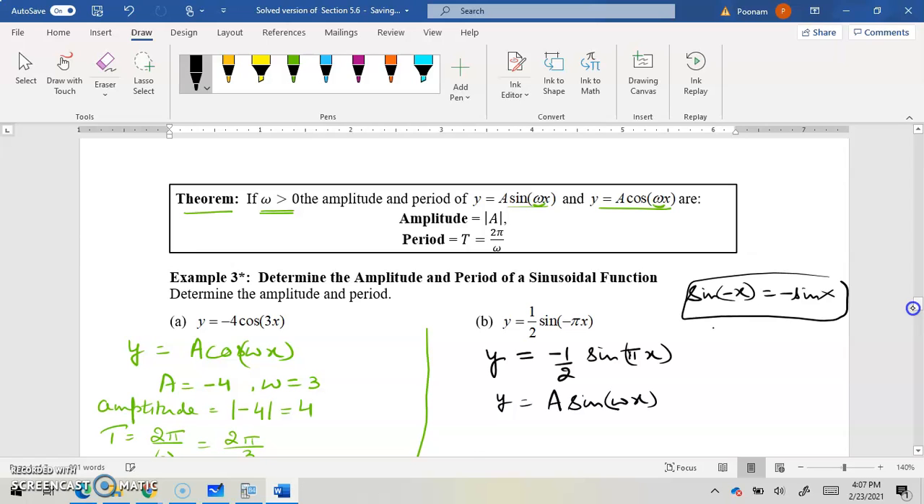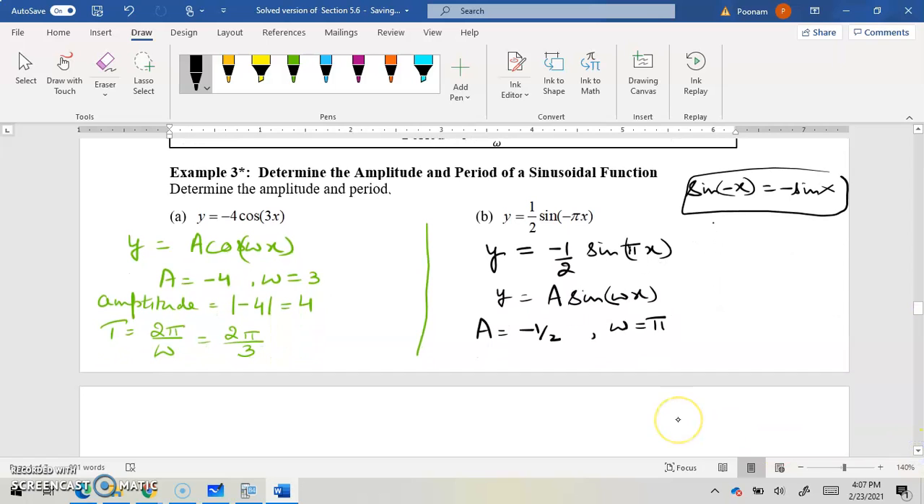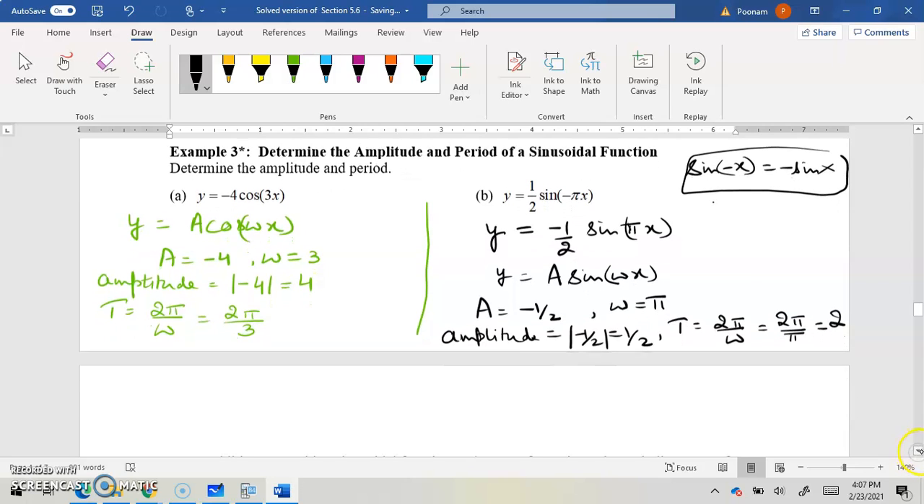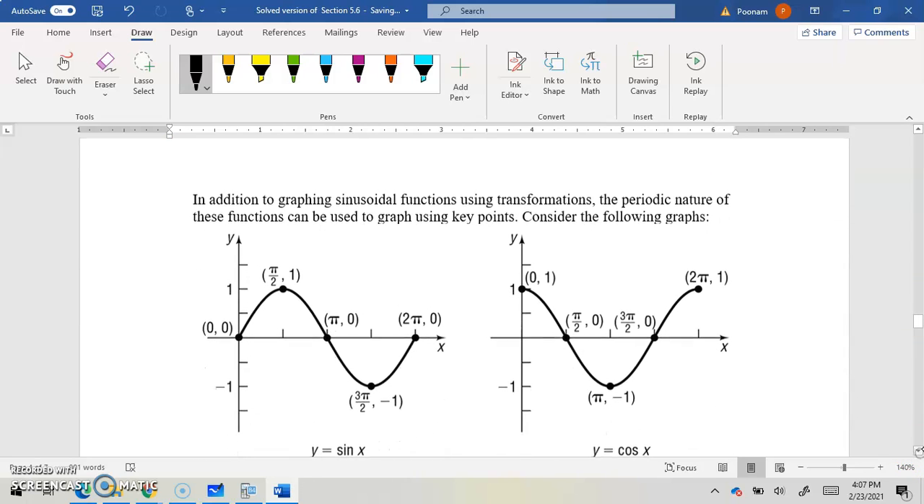When you compare these two, a is half, and omega is pi, which is a positive number. Remember that omega has to be positive. So amplitude is equal to absolute value of half, which will be half, and time period will be 2 pi by omega, which will be 2 pi by pi. So the period of this function would be 2. That means one whole cycle of this function will be completed in 2 units, 0 to 2.